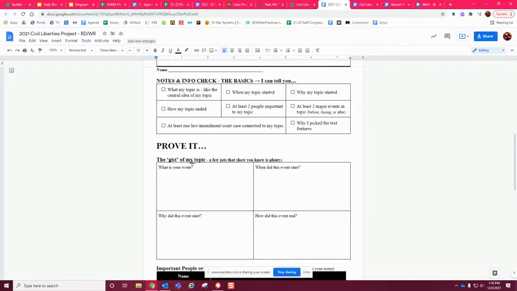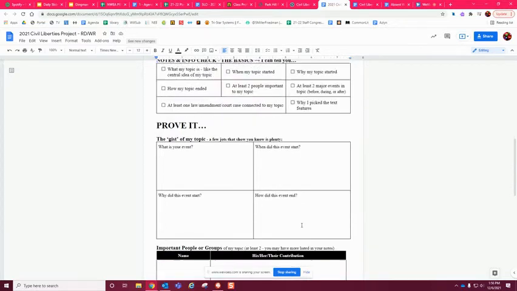So if we look here, it says the gist of my topic. So you're just going to write down a few things that you know. Right here it says, what is your event? That's your topic that you're using. When did this event start? Why did this event start? And how did this event end? Now, if you don't know that information, you need to make sure that those are things that you're looking for today as you are researching, because those are really important things to have within your topic that you are researching.